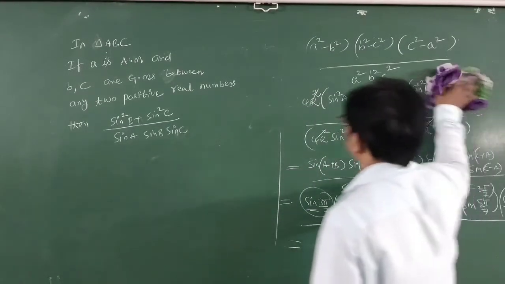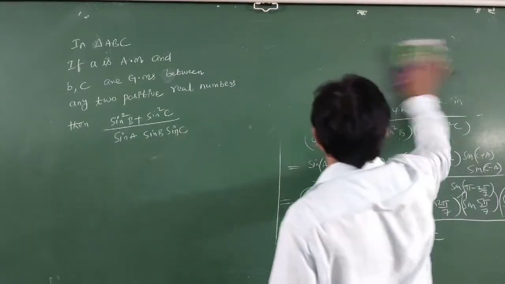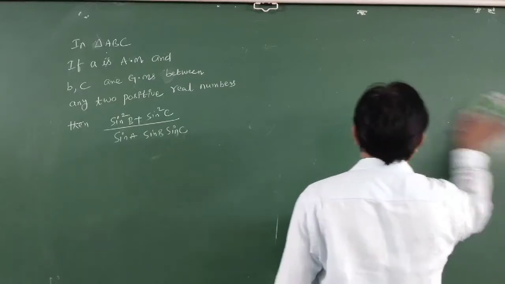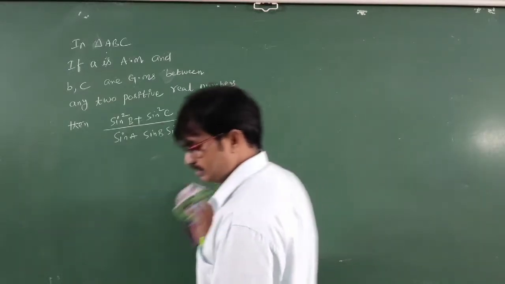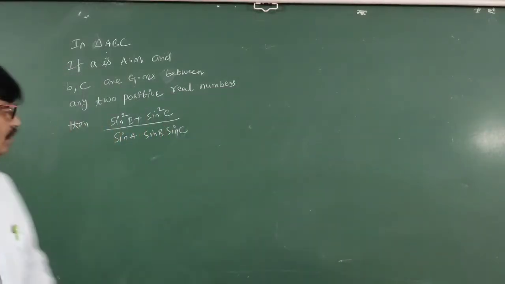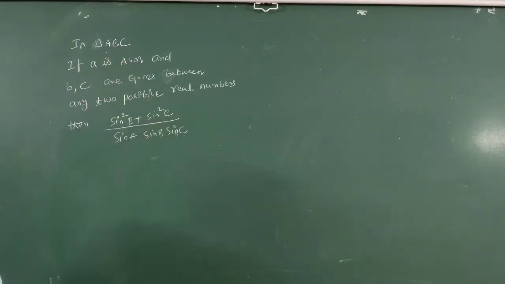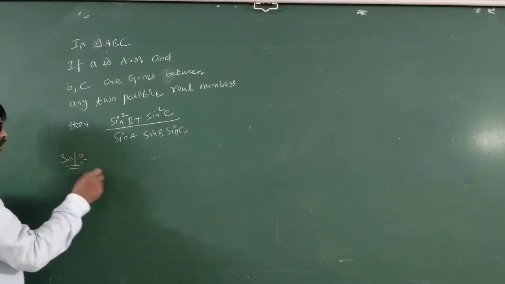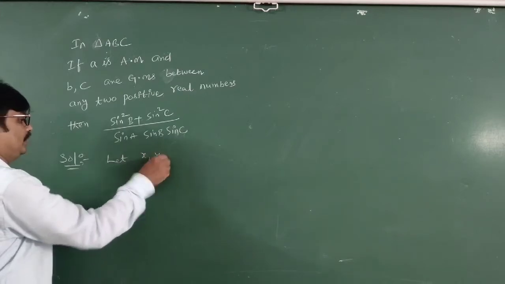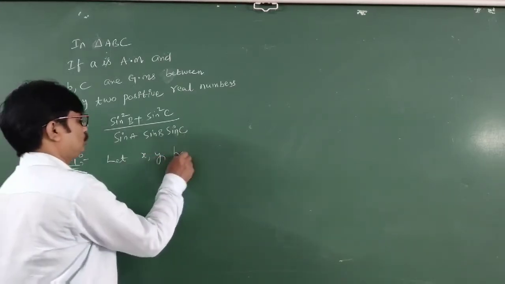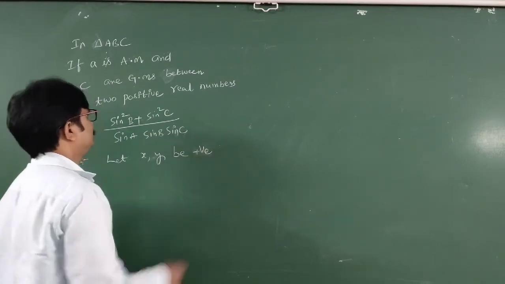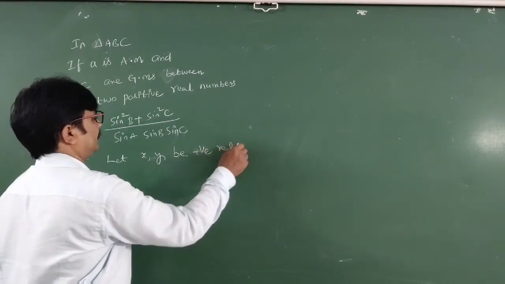My dear students, what is given? A is the arithmetic mean between the two positive numbers, and B and C are the geometrical means between the two positive real numbers. So dear students, let x and y be the two positive real numbers.